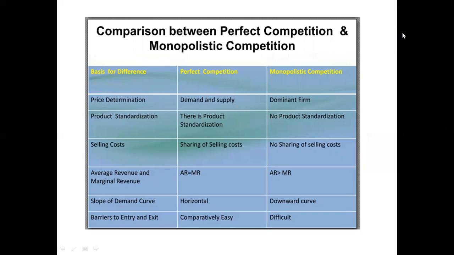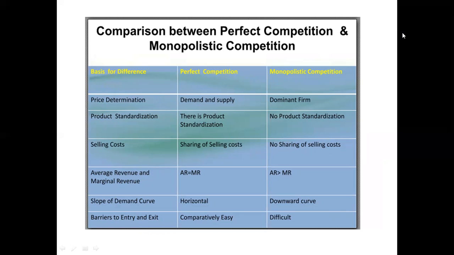In perfect competition, it is determined on the basis of demand and supply conditions. In monopolistic competition, it is determined by the dominant firm. On the basis of product standardization, in perfect competition, there is product standardization, whereas in monopolistic competition, there is no product standardization. Next, on the basis of selling cost, in perfect competition, sharing of selling cost is there, while in monopolistic competition, no sharing of selling cost is there.